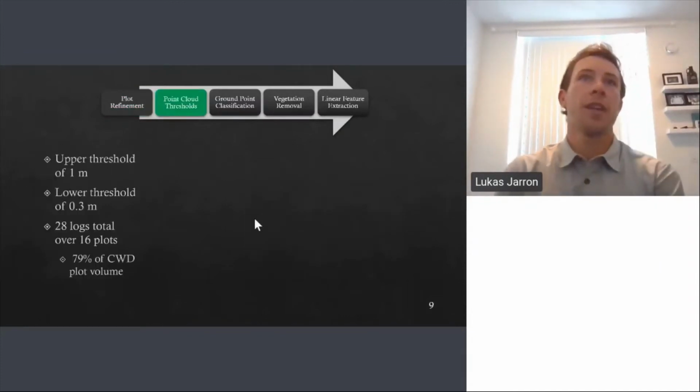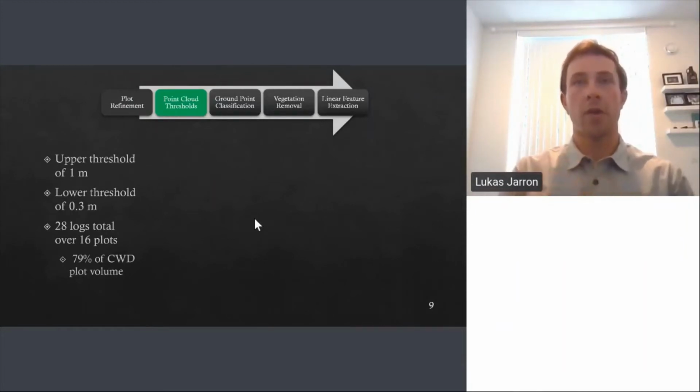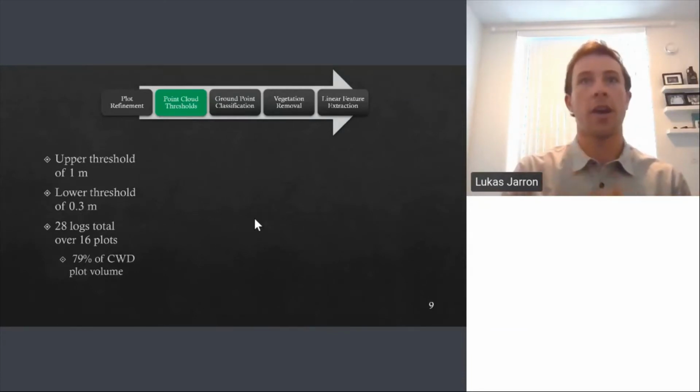So the next step was establishing point cloud thresholds. This is basically looking at a profile view of the point cloud and figuring out which height strata I want to look at to try and identify these pieces of coarse woody debris. The upper threshold was fairly easy. I just used 1 meter. That was pretty common in the literature, and it's also very uncommon for a fallen log to be higher than 1 meter. So that one was fairly easy.